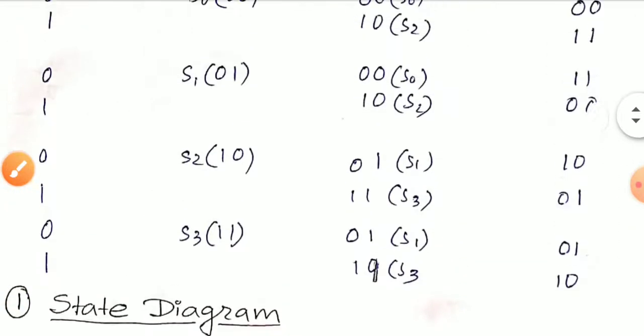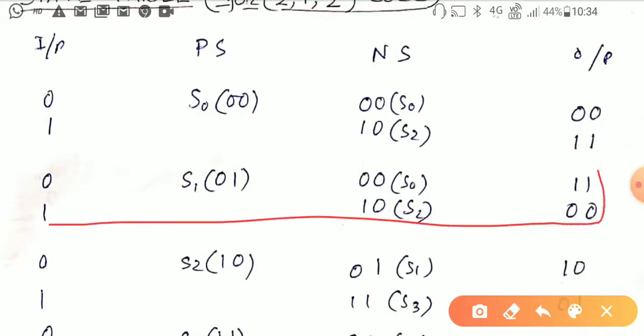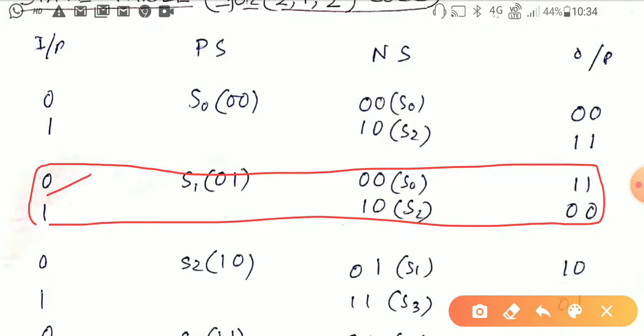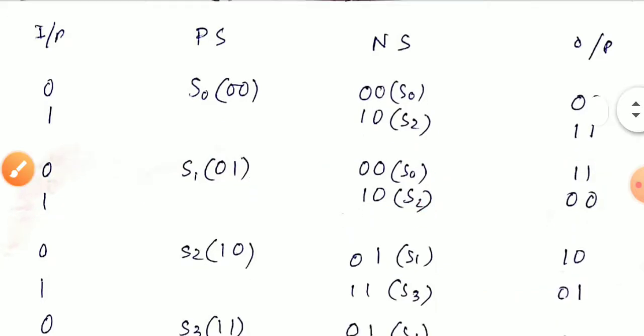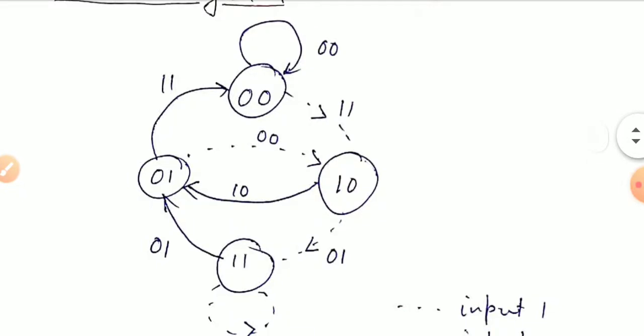So this is reflected in the state diagram, which is explained here. Look, when you apply the input 0 with 0 1 as the present state, the next state will be 0 0, that is 0 0, the initial position, and the output is 1 1. And when you apply 1 as the input for the present state 0 1, the next state is 1 0, and the output is 0 0. So this is reflected here. So this is the total diagram by which you can draw this.